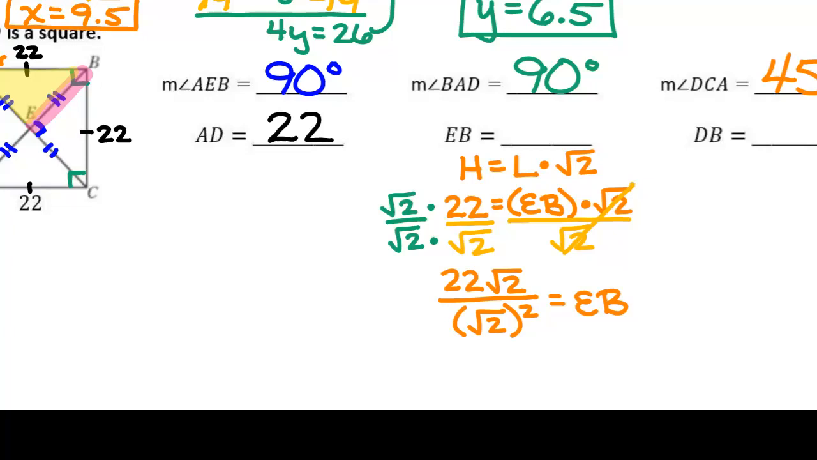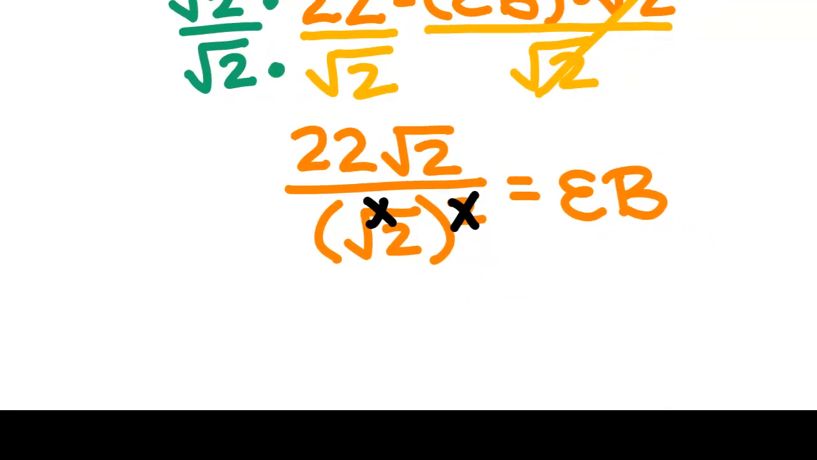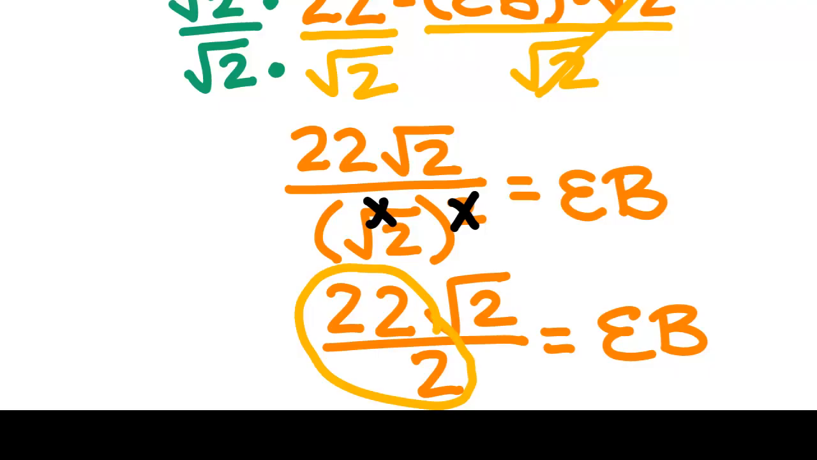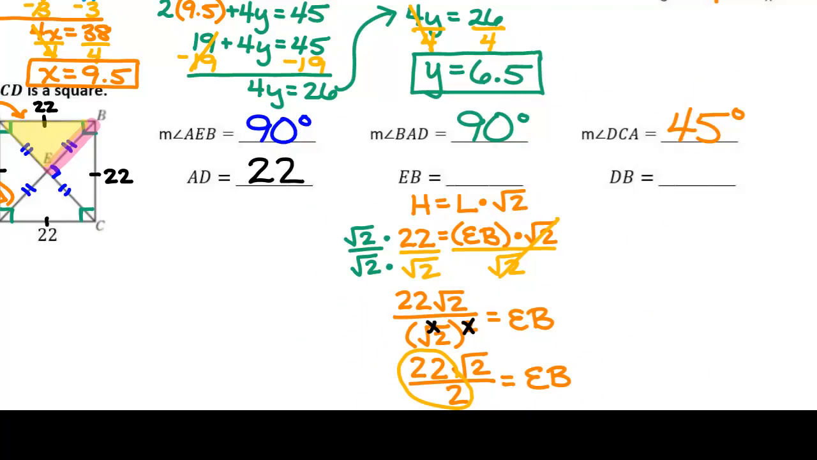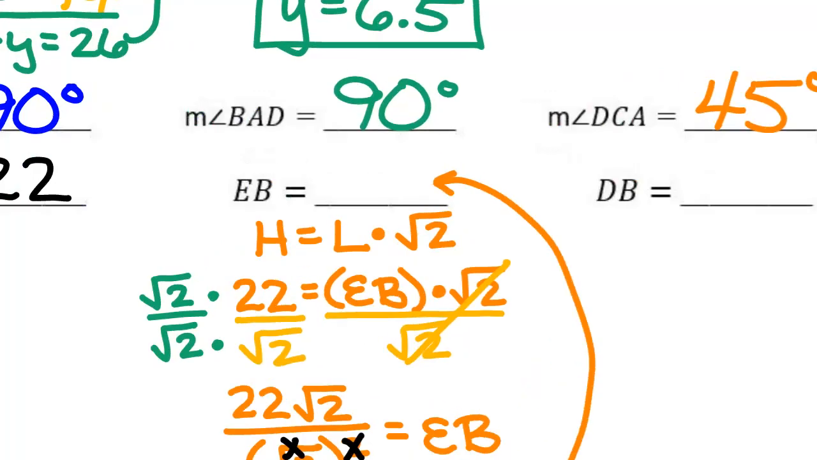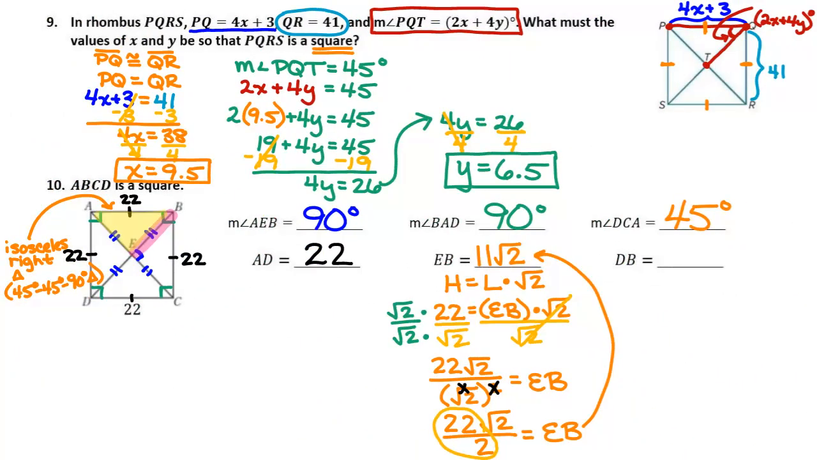What is radical 2 squared? Yep, it's just 2. That's absolutely correct. So I would have 22 radical 2 over 2 equals EB. Can I simplify 22 divided by 2? Yes, 11. So this would be 11 radical 2. 11 radical 2.